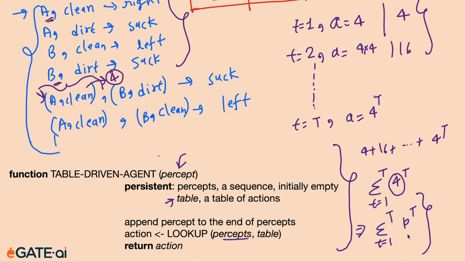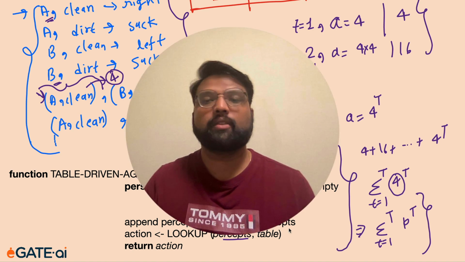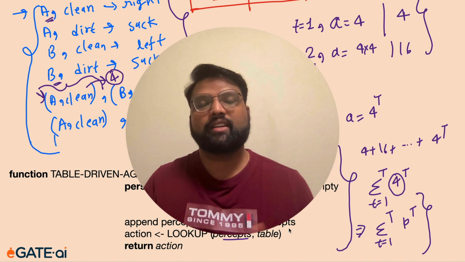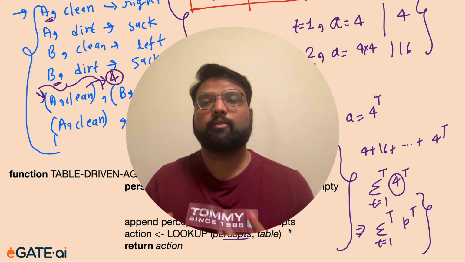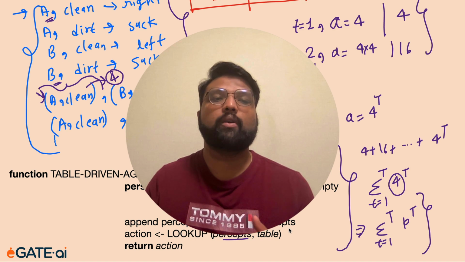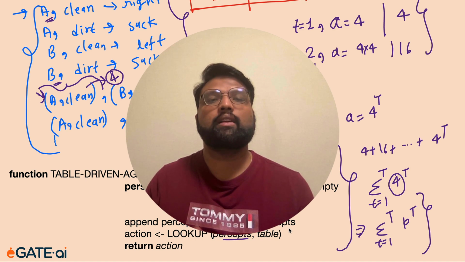So what will we do? We will use some techniques, some tricks, so that we can reduce the number of entries in the table and take more intelligent actions. To reduce the size of this table and to take more intelligent actions, we have different kinds of approaches that we will discuss in future videos. There are reflex agents, and then there are model based agents, that we will discuss in the coming videos.